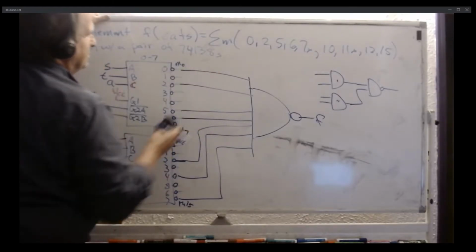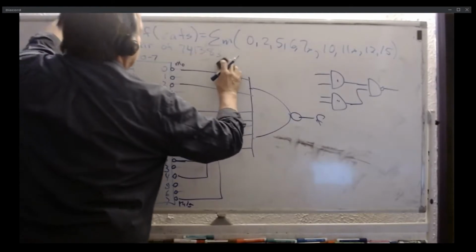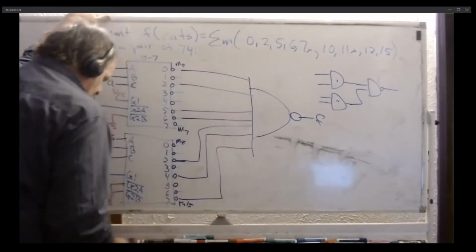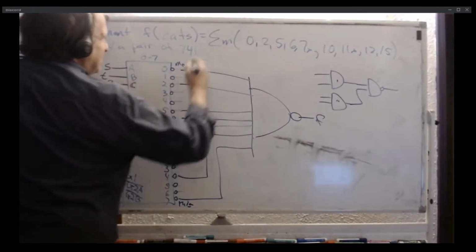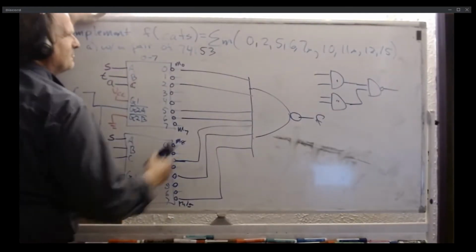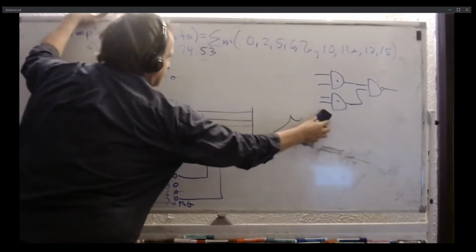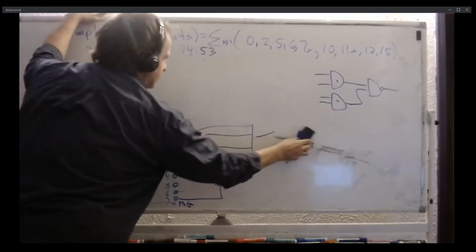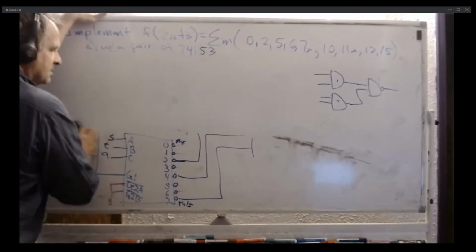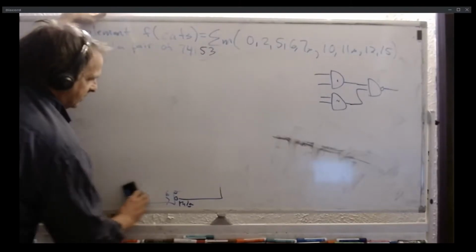You ready to do this with a 1 of 4? Absolutely. The 1 of 4, I think, is a 153. Is that right? I believe so. We're not going to get bogged down in the enables and stuff like that, okay? So let's implement it with a 153.